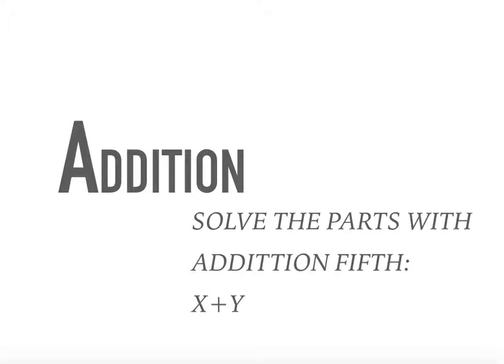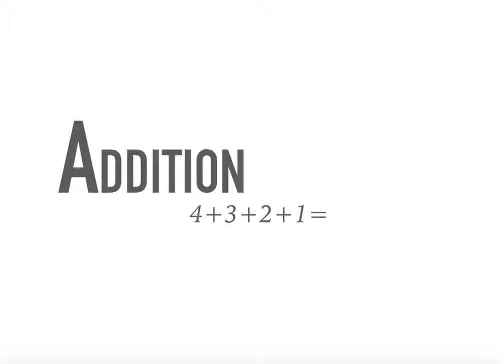Next in BEDMAS we have A, which stands for addition. So we solve for the parts with the addition fifth. So we can see the addition sign looks like almost a cross. Here we can see an example of us using addition.